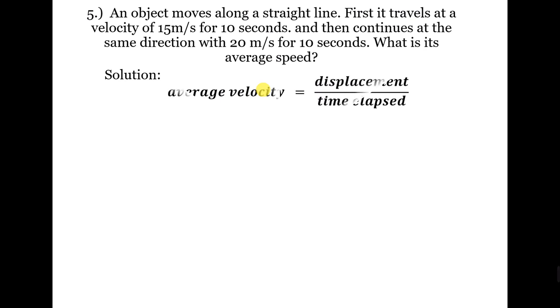Velocity is displacement divided by time elapsed. In this problem, an object moves in two stages with two different displacements. Now, to find the total displacement, we need to add the two displacements, and we follow the same procedure for the specified time.